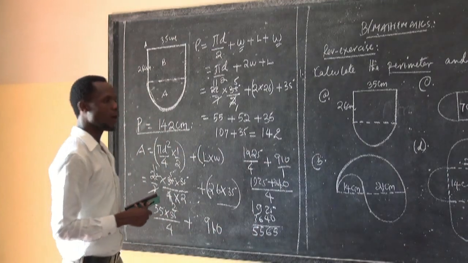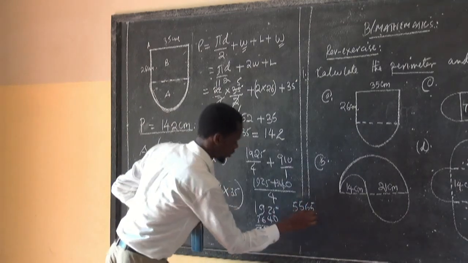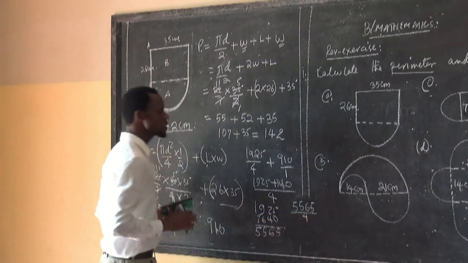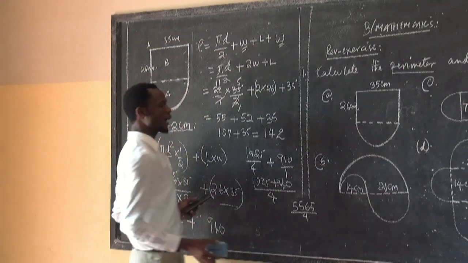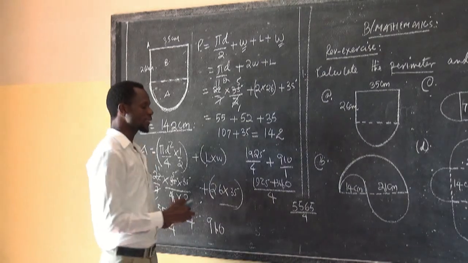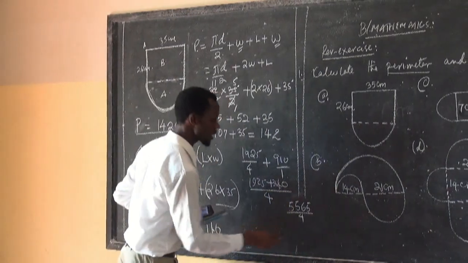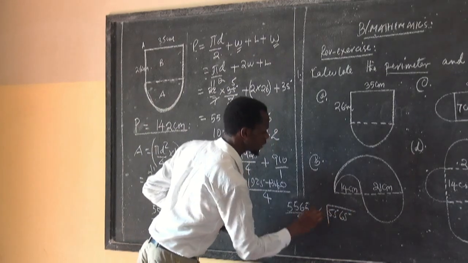Now in short, then you have 565 over 4. This is what we have. So this is an answer. But it should be written in terms of decimals. Now let us divide somewhere. Now you have 565, you divide it by 4.